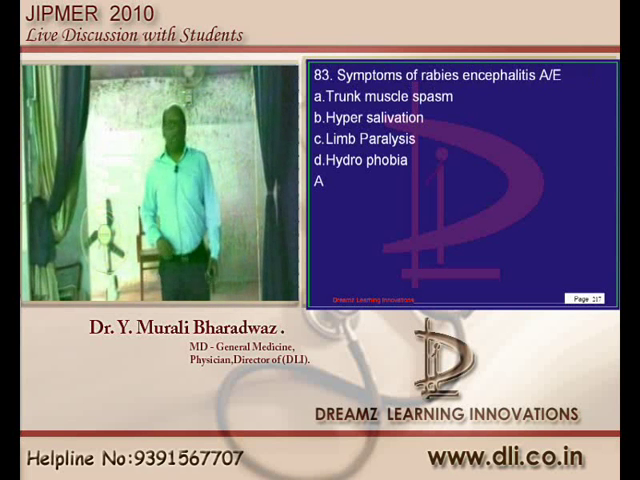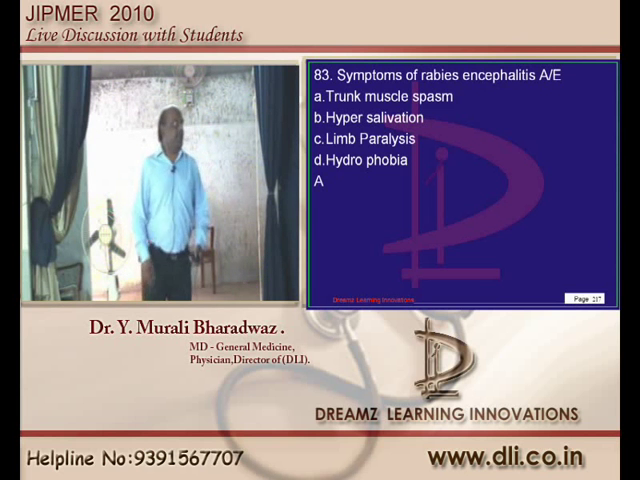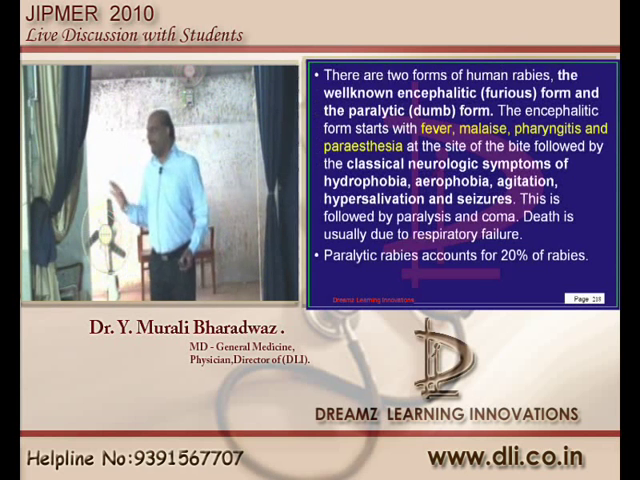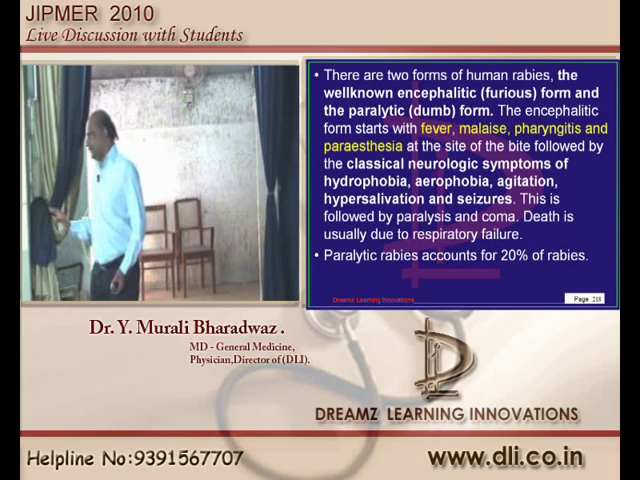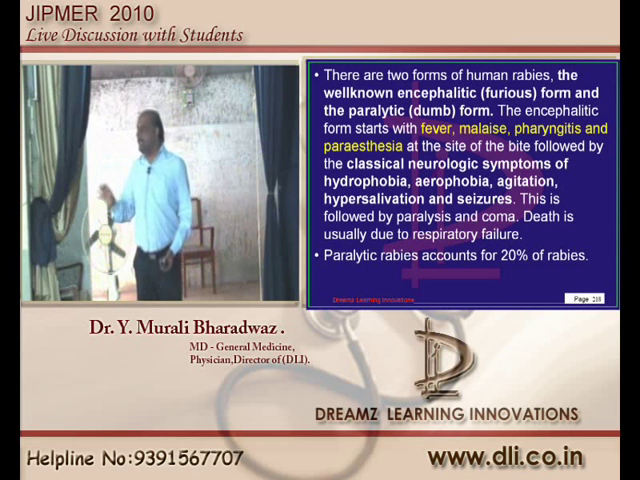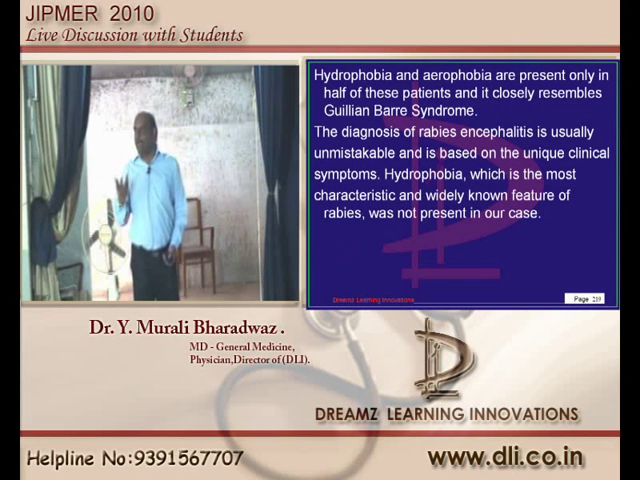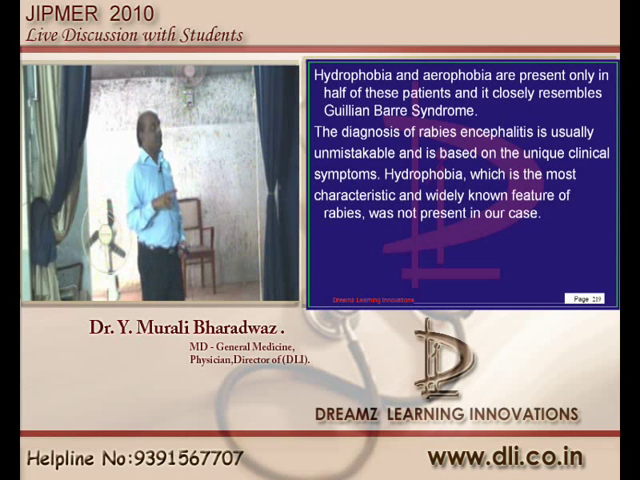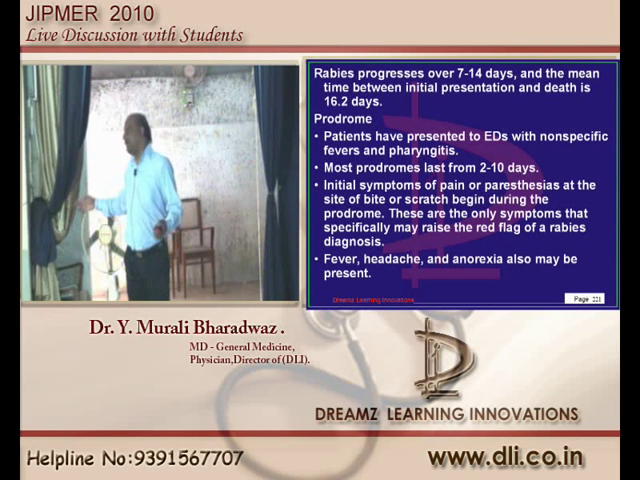Now what are the various symptoms of rabies encephalitis? This is a very good question. Fundamentally the rabies manifestations are divided into the encephalitic form, which is called the furious form, and the paralytic form, which is called the dumb form. If you look at the evolution of the encephalitic form, initially the patient will have fever, malaise, pharyngitis, paresthesia at the site of the bite. Then hydrophobia, aerophobia, agitation, hypersalivation, seizures, etc. will take over. Accordingly there is a prodrome, neurological stage and late symptoms. That is how we divide the rabies encephalitis clinically into different phases.